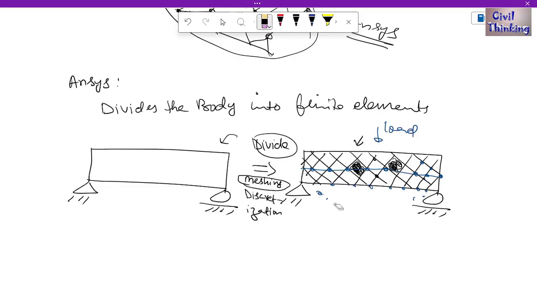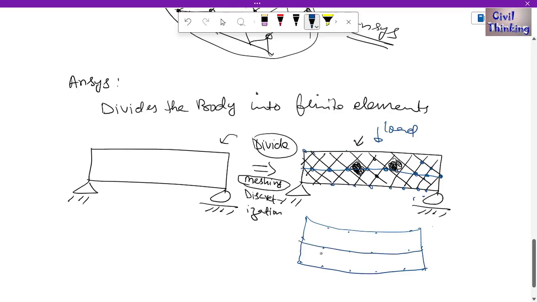Similarly, we can tell the Ansys program to calculate the deflection of the whole shape. Then it will consider all these nodes and see the deflection of each node. Then if we connect it, here is our deflection of the whole beam. So we call this the meshing technique.